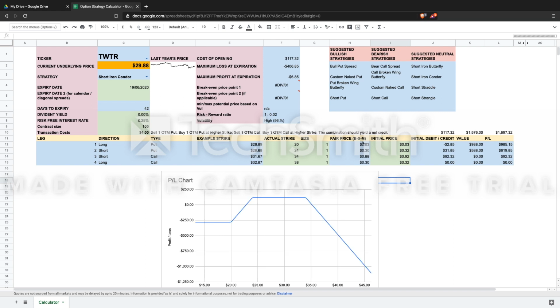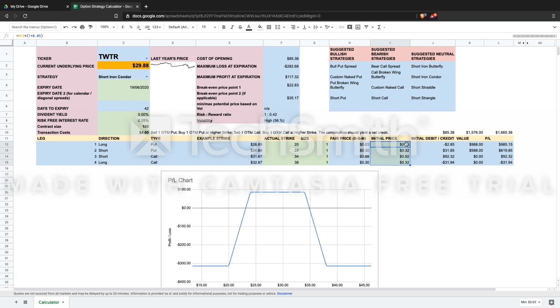So this will give us the fair price. As I said, I've got this to update automatically, but you would be able to change the prices that you would pay in your broker. And now we can again understand the strategy. So in this case, we would be net sellers and have an initial credit of $85.